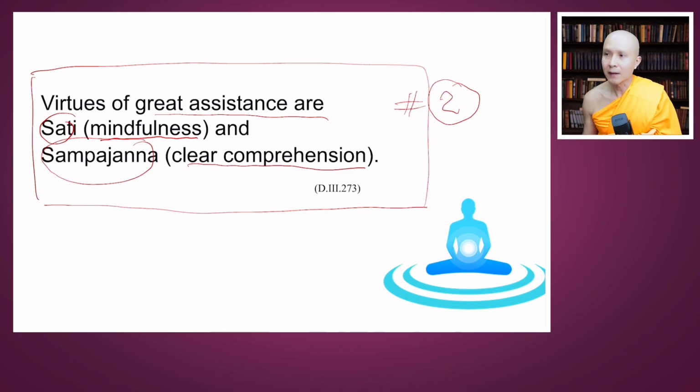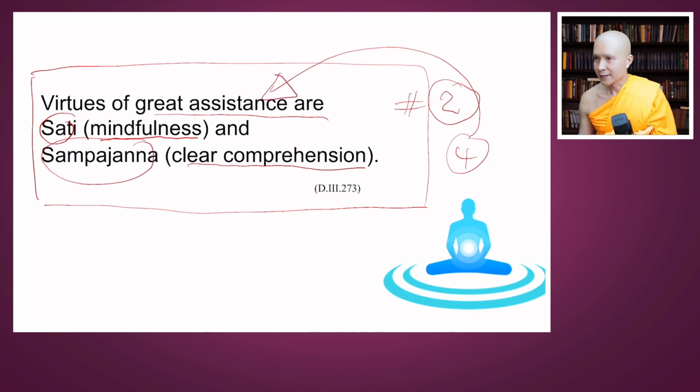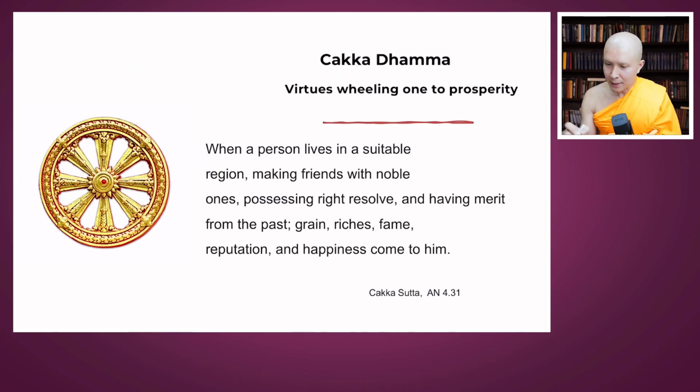Today you're going to see something else, which is in the group of 4 that is considered a virtue of great assistance, or Bahukara Dhamma, which is this one. The Chakka Dhamma. Chakka means wheel. The virtue that leads one to prosperity. That means if you have this foundation, your life will prosper. You're in a better position to grow in any way you want to grow, spiritually or in your business life or in your education, if you have all of this laid out as a good foundation for your life.